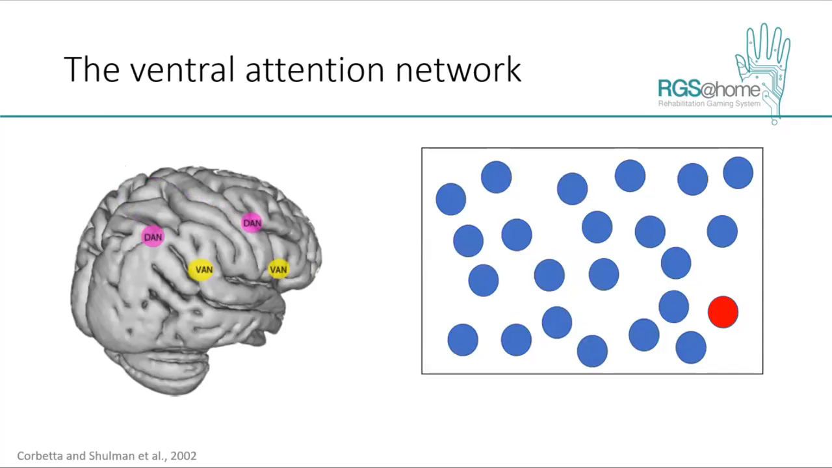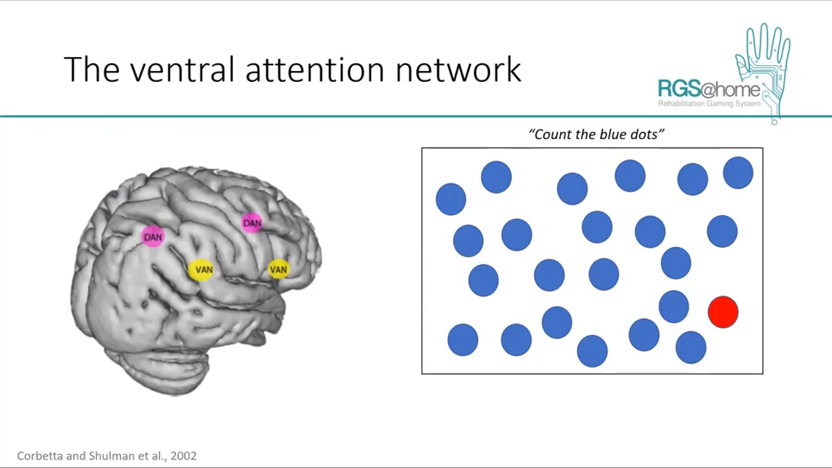On the other hand, attention can also be captured by stimuli because they appear very different from other stimuli or are very salient to us. For instance, when looking at this picture, we can readily spot the red dot among the blue dots, although we are asked to count the blue dots.